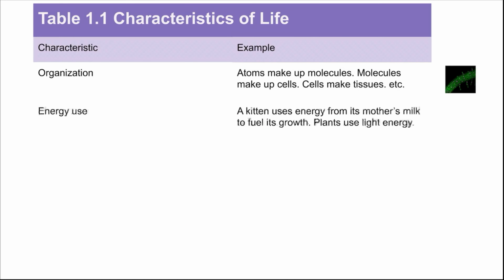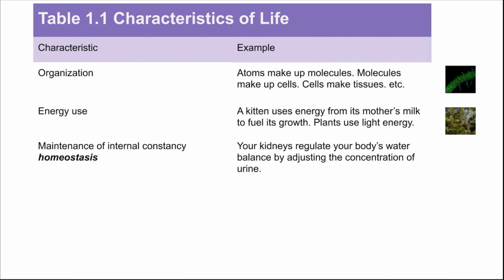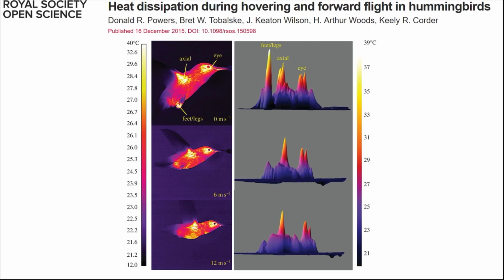Another characteristic of life is energy use. A light example of that is a kitten uses energy from its mother's milk to fuel its growth. Plants use light energy to fuel their growth, and this is all part of a metabolism. Another characteristic of life is the maintenance of internal constancy. We call that homeostasis. Within our body, we have kidneys, which help us regulate our body's water balance, and that helps maintain a consistent internal state in our bodies.